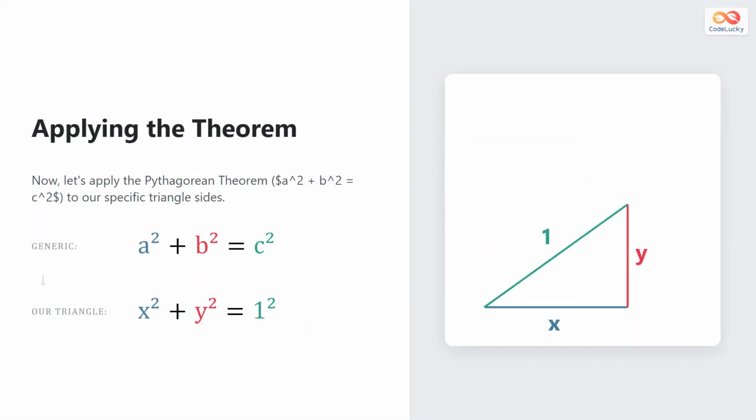Now we bring back the Pythagorean theorem. We substitute the sides of our specific triangle into the formula. Instead of a squared plus b squared equals c squared, we have x squared plus y squared equals 1 squared.